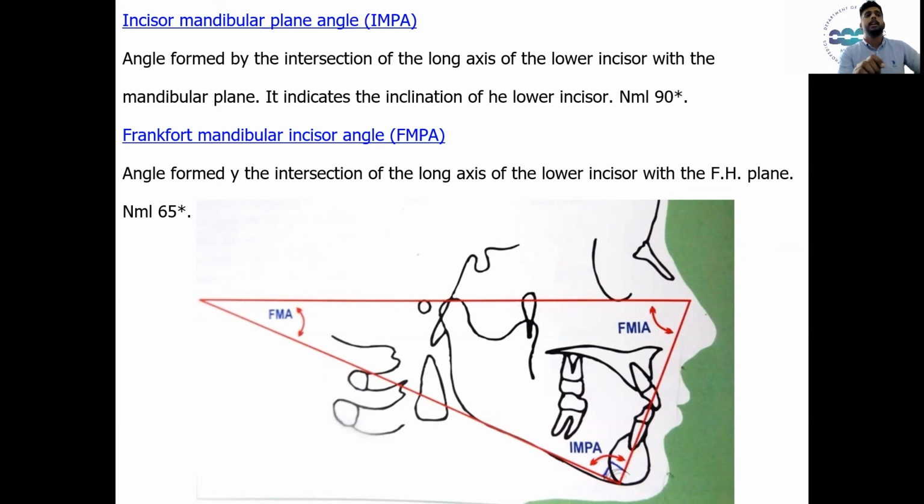Next is the Frankfurt mandibular incisor angle. The angle formed by the intersection of the long axis of the lower incisor with the Frankfurt horizontal plane. The normal value is 65.